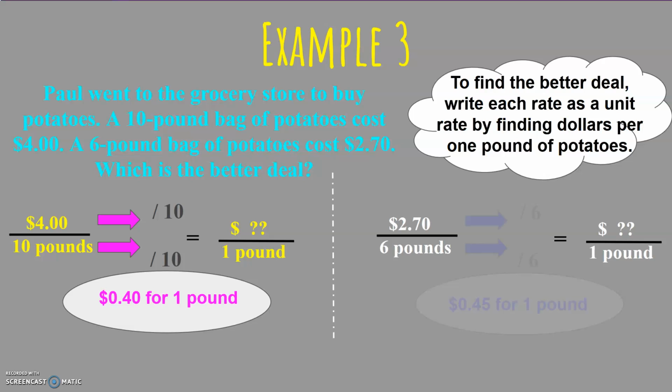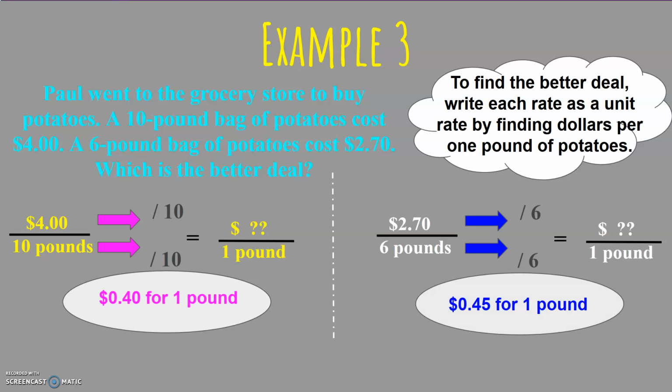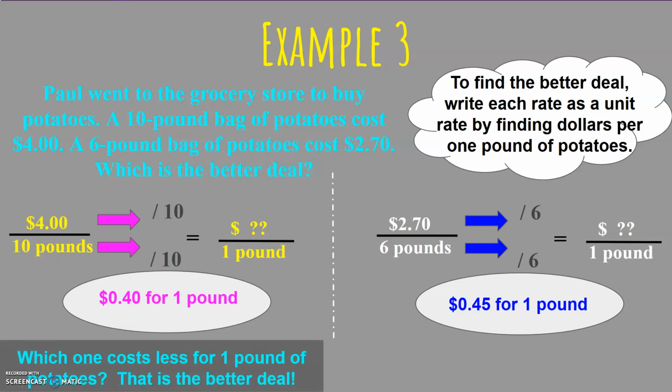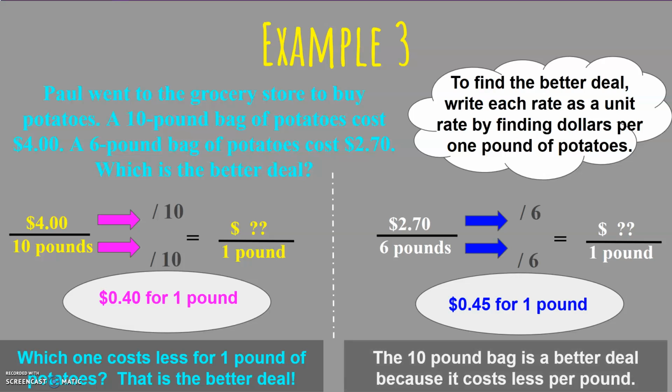On the other side, 6 pounds divided by 6 is 1 pound. We end up with 45 cents for 1 pound of potatoes. So, which one costs less per 1 pound of potatoes? That's the better deal. In this case, it's the 10-pound bag. 10 pounds for $4 is a better deal than 6 pounds for $2.70.